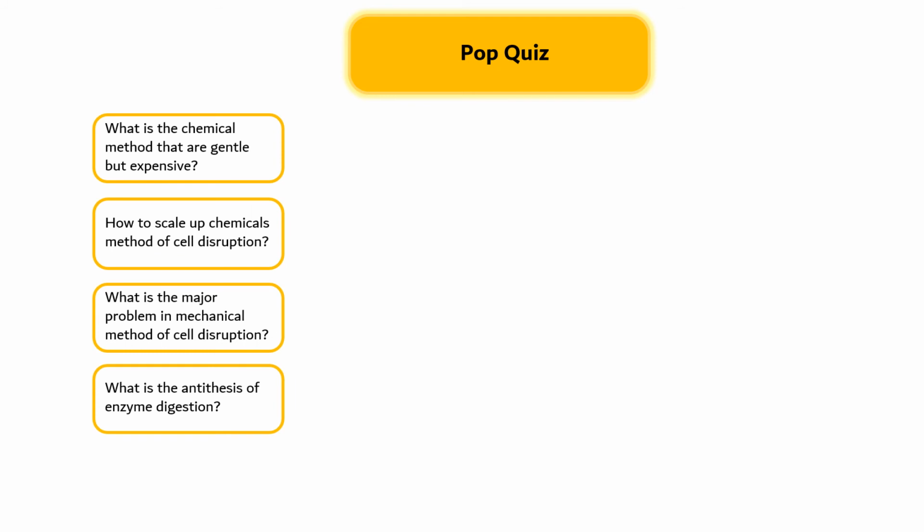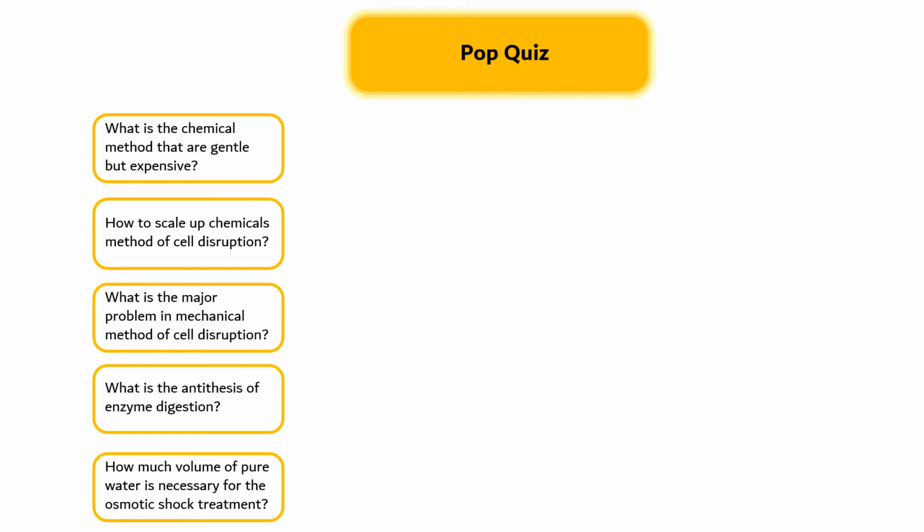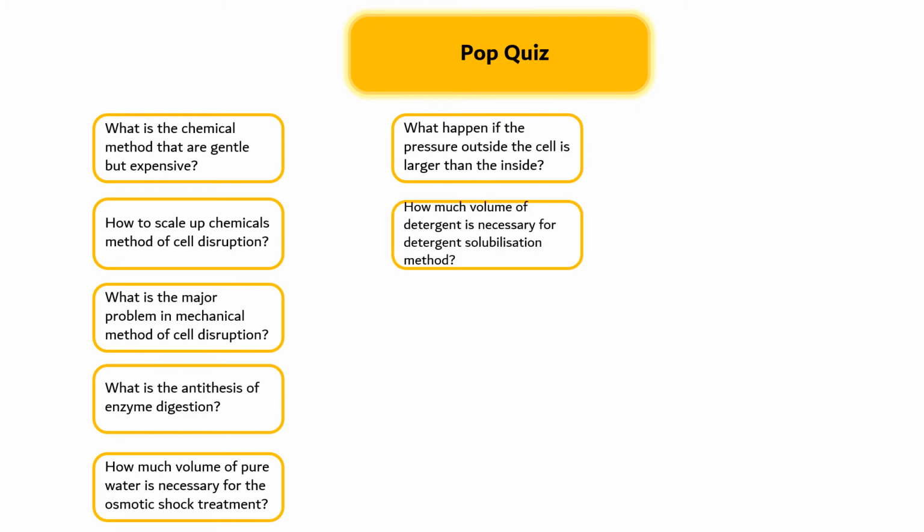Fourth, what is the antithesis of enzyme digestion? Fifth, how much volume of pure water is necessary for the osmotic shock treatment? What happens if the pressure outside the cell is larger than the inside? How much volume of detergent is necessary for detergent solubilization method? What does amphipathic nature mean?